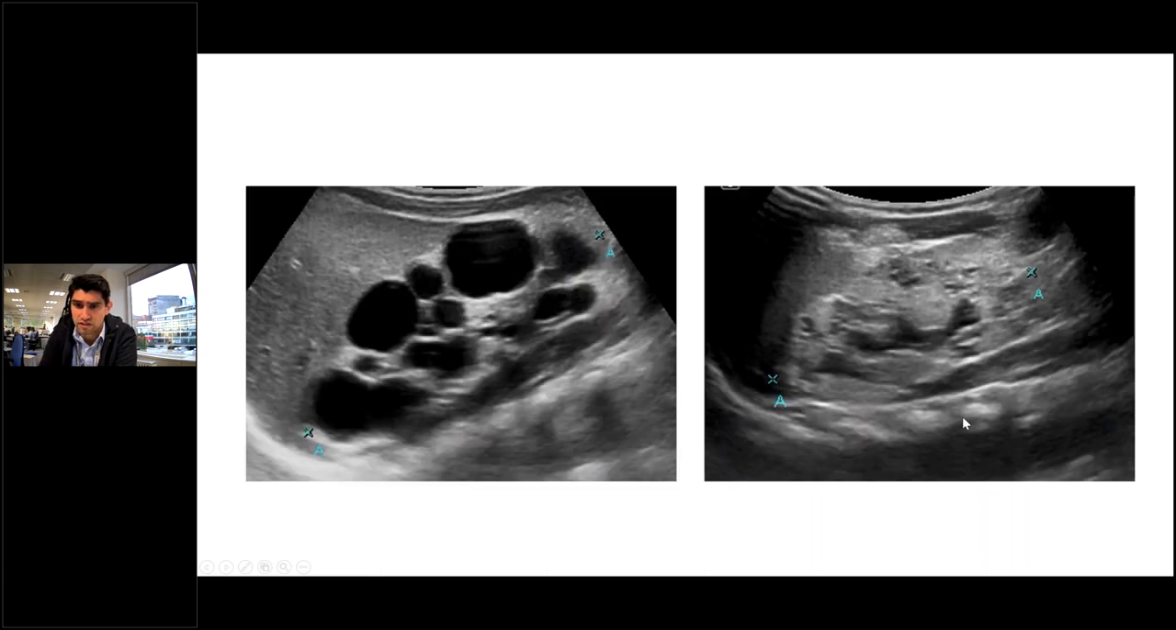And then when you do the ultrasound scan, you can see here that you've got two kidneys that are both very abnormal. This kidney here has lots of cysts and very little normal renal parenchyma. So you could say this is a multicystic dysplastic kidney, so lots of cystic dysplasia.